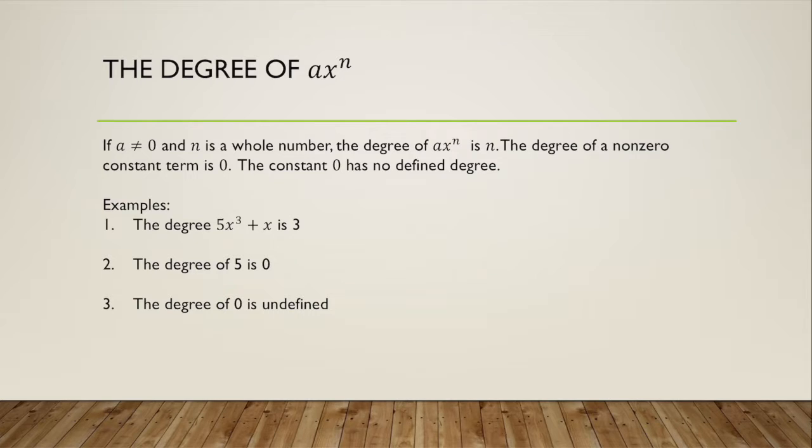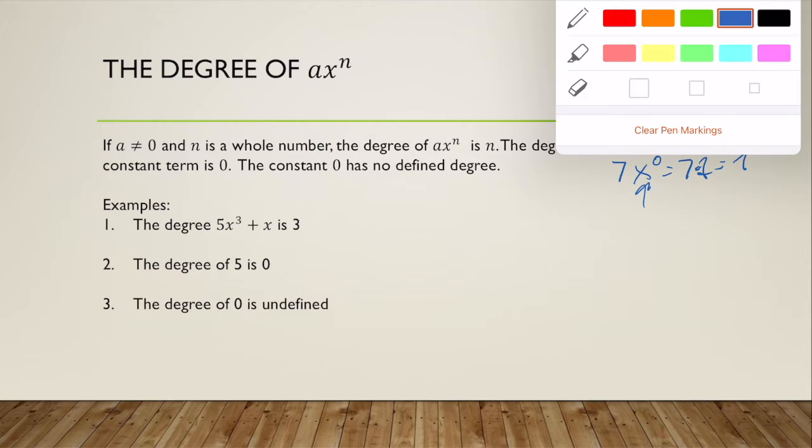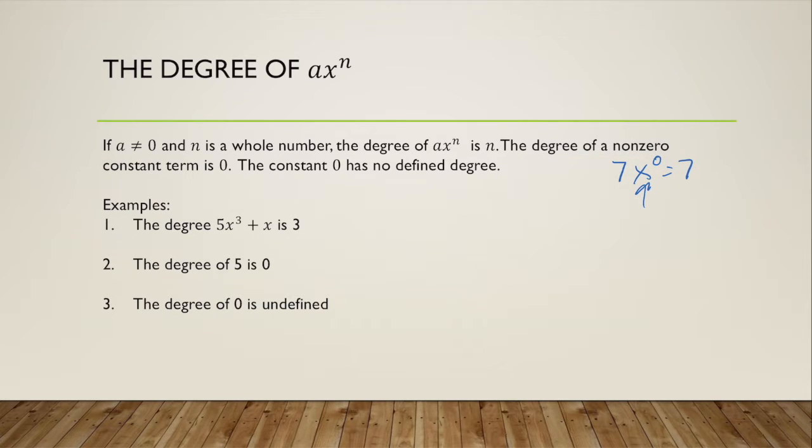Well, why is the degree of a constant term 0? Let's look at 7x to the 0, where x to the 0 is 1. So we would just be left with 7. So the degree of 5x cubed plus x is 3, because the degree of x is just 1, and we choose the highest degree. The degree of 5, our constant, is 0, for the reasons I expressed earlier, and the degree of 0 is undefined.